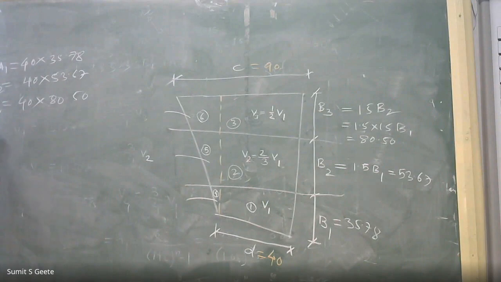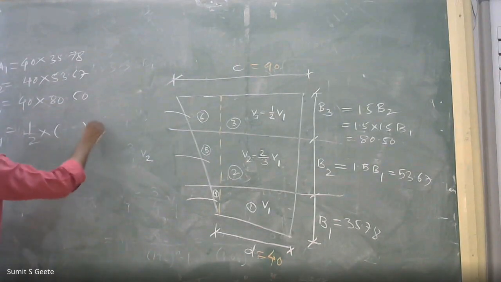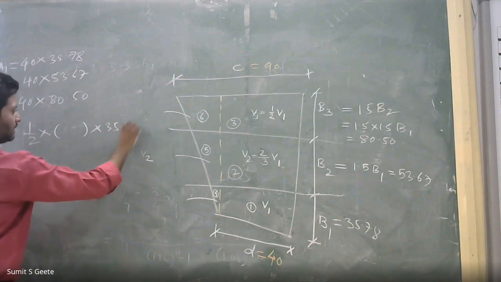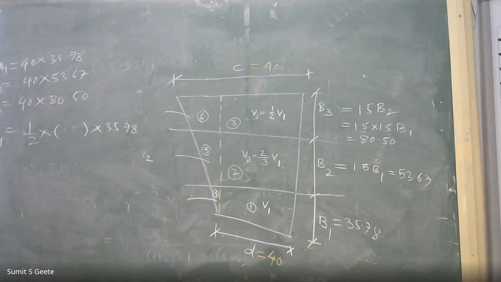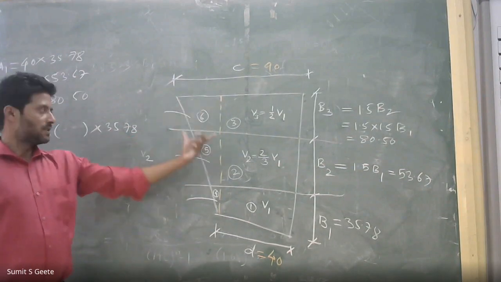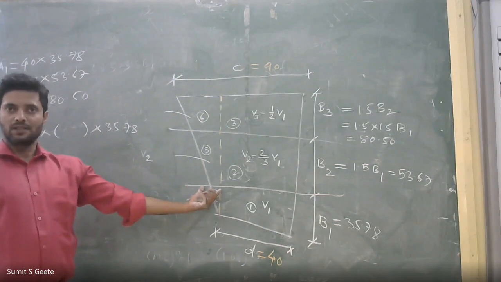So A4 is nothing but a triangle, so half into base. Now it is necessary to calculate the base into 35.78. ये ऑफसेट पता होना चाहिए ना, ये ऑफसेट पता होना चाहिए, और ये ऑफसेट कैसे कैलकुलेट करो?